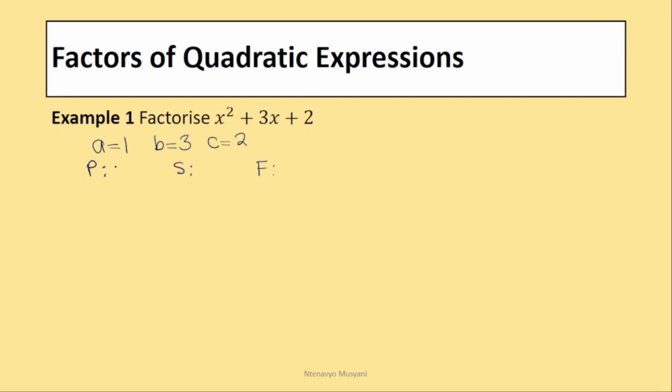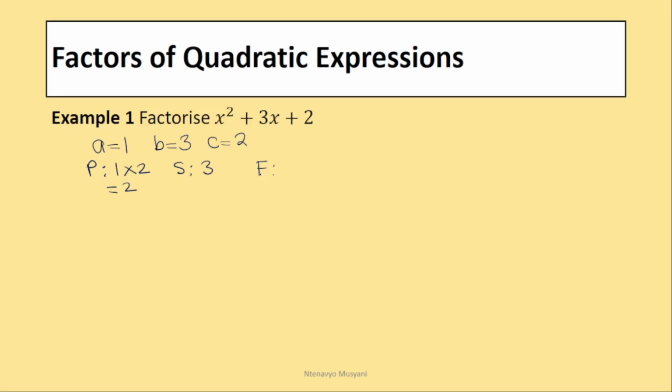The product is found by multiplying a by c, which will give us 2. And the sum is the coefficient of x, which is b. b is 3. And the factors, how do we get the factors? The factors are two numbers such that when you multiply them, they are going to give you 2, and when you add them, they're going to give you 3.